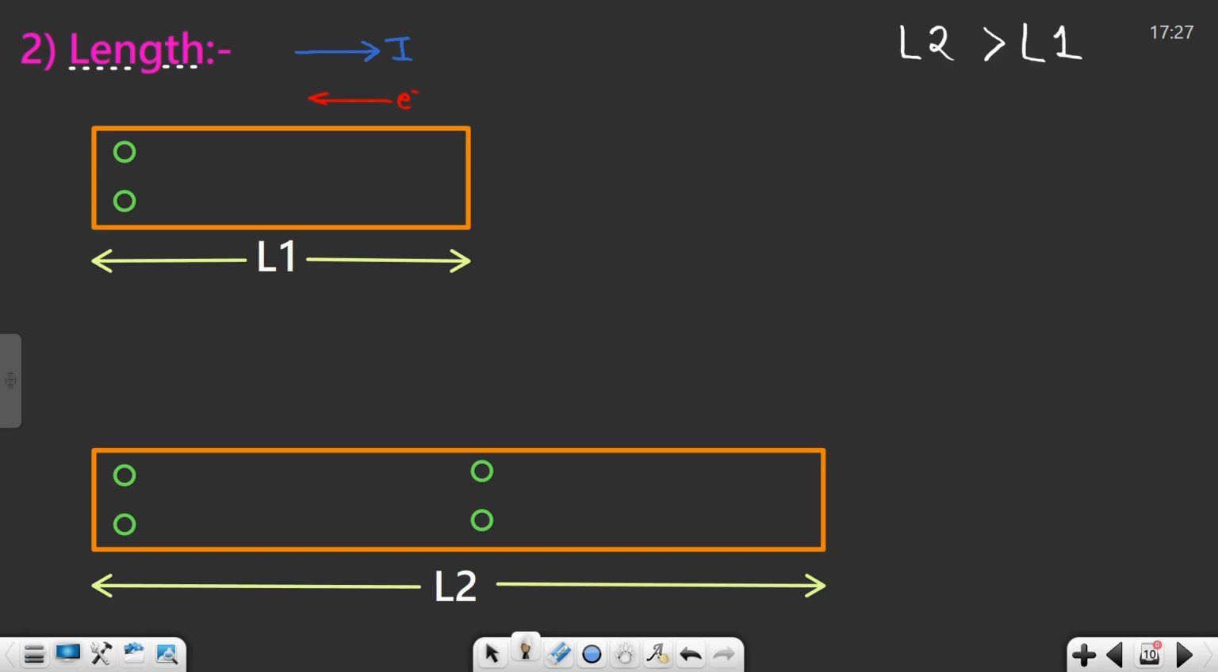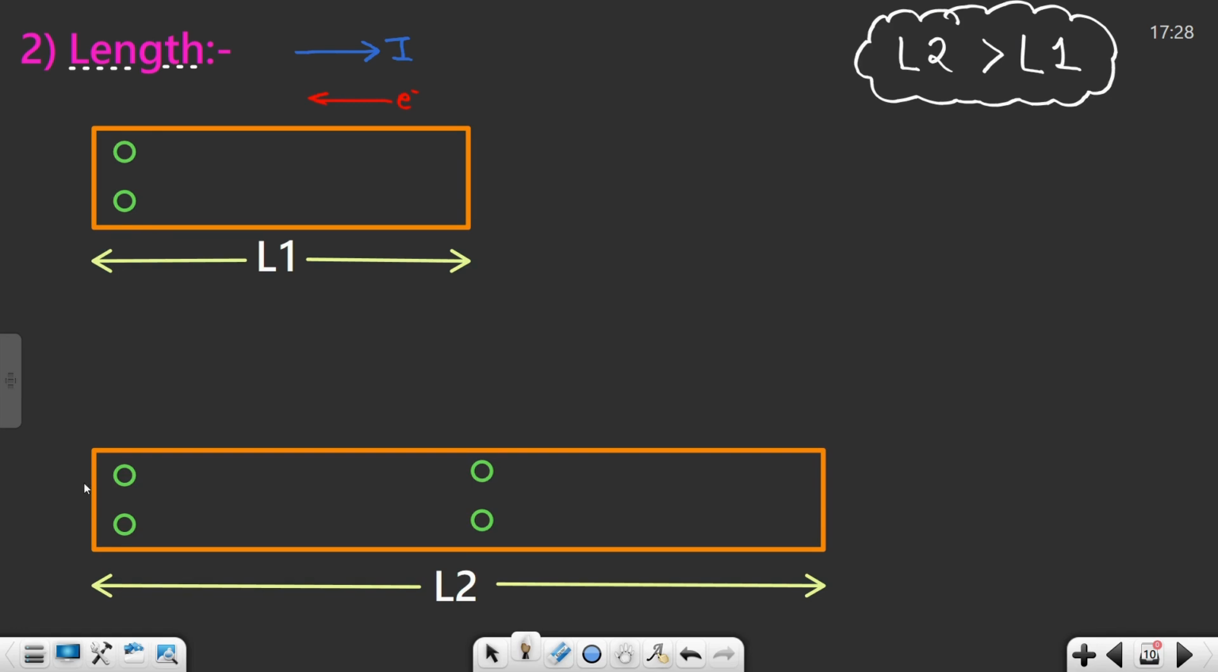Okay, so this is what we know. Let me just highlight this particular point. So this is what we know. Okay, and since my L2 is greater than L1, right?